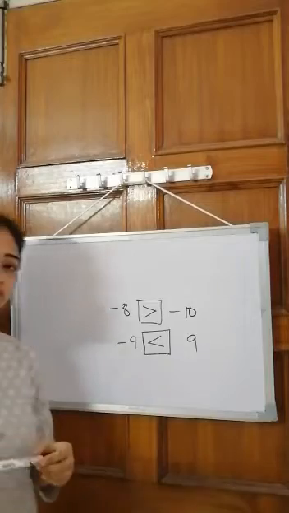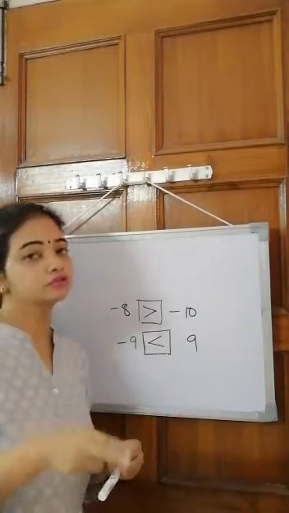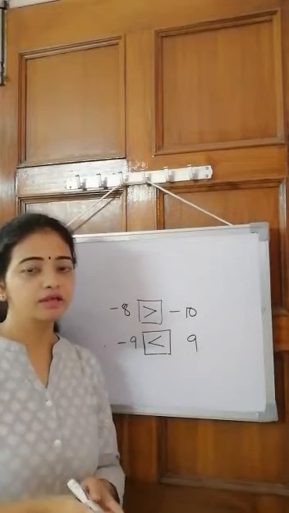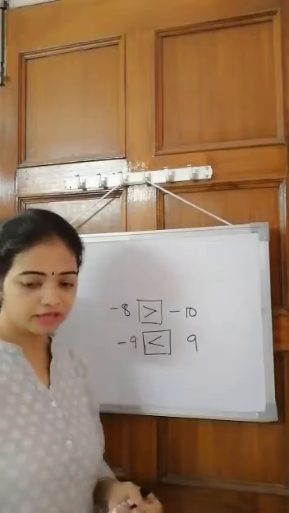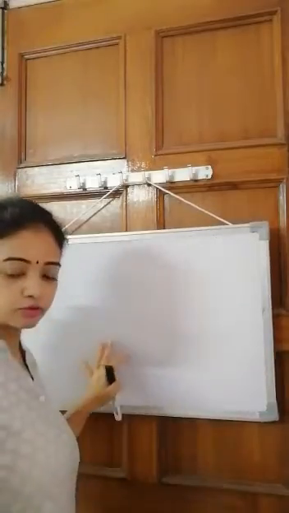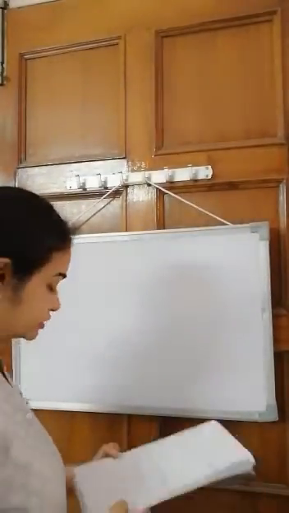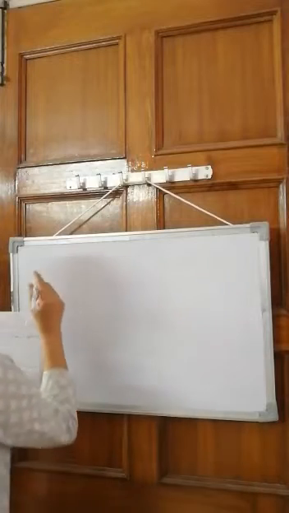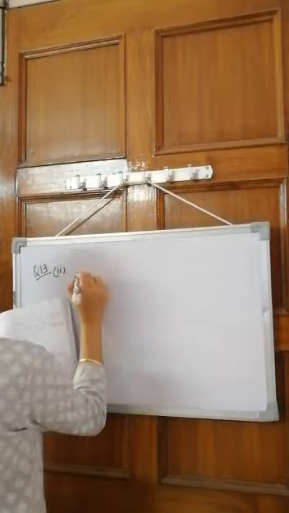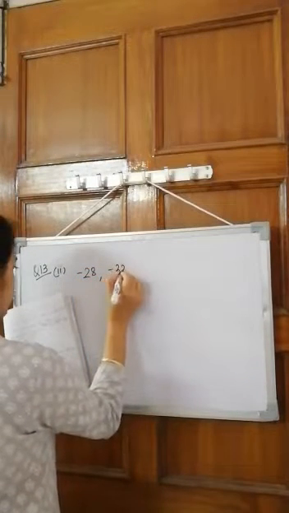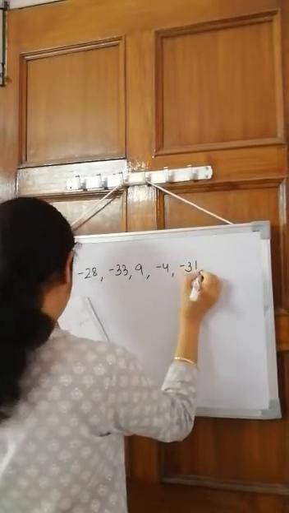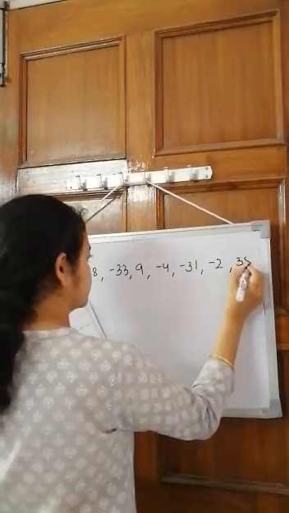Now we have to arrange in order. Means now we are comparing more than two numbers. Whenever we say arrange in any order, ascending or descending, we are comparing more than two numbers. So let's take one question from your exercise. I am taking question number 13, which says arrange in ascending order. I am taking the second part: minus 28, minus 33, 9, minus 4, minus 31, minus 2 and 35.